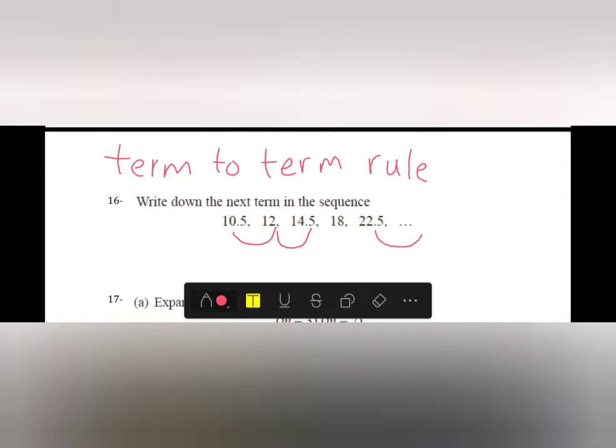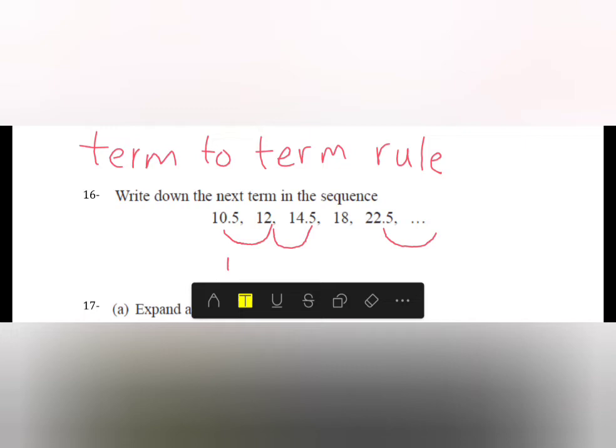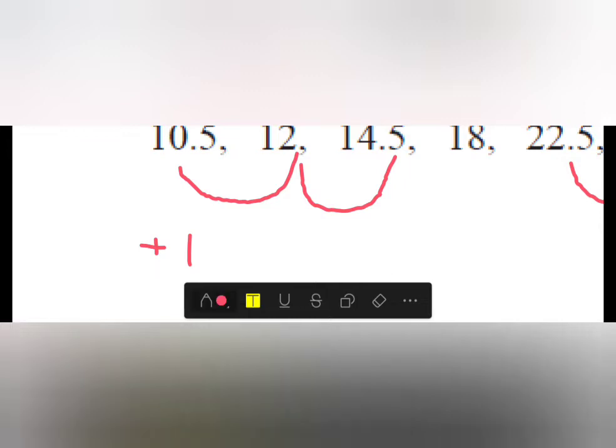By subtracting. So we're going to say 12 minus 10.5 and the answer is 1.5. So here we add 1.5. Let me zoom in. Okay. So the first thing here, let me do it like this. Okay. So it's positive 1.5. And same idea, 14.5 minus 12. Okay, it's 2.5.